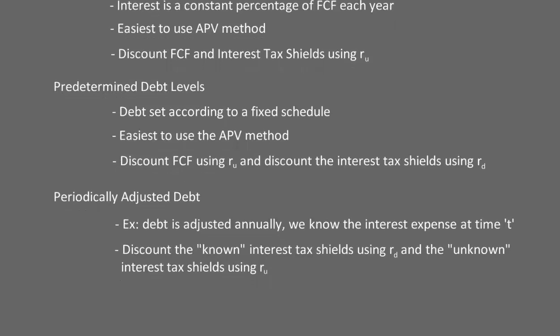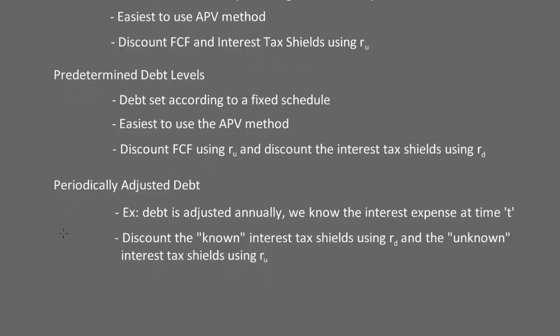And finally, we have periodically adjusted debt. So an example would be debt is adjusted annually. So we know the interest expense at time t. So if it's adjusted annually, we would know 1 year of interest expense. Now since this is known, we should discount these interest tax shields using RD. And the interest tax shields past 1 year are unknown, so we should continue to discount these using RU.